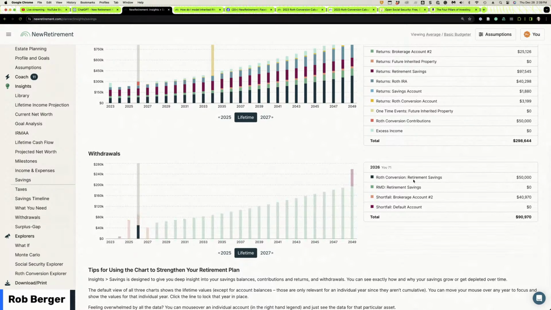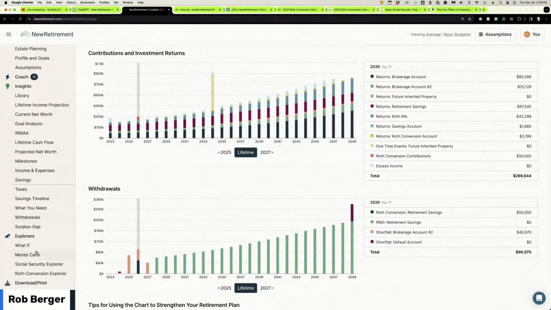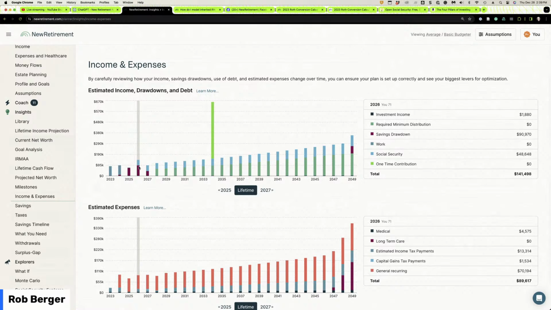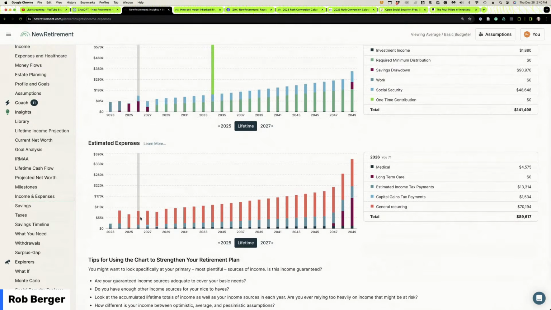And it's saying I've got a Roth conversion, retirement savings, and in terms of expenses, I'm pulling $40,970 from brokerage account number 2. Now, I have more expenses than that, but in this plan in 2026, I have income, right? I've got Social Security of $48,000, savings drawdown of $90,000, investment income of $1,880. So in any event, the taxes would come out of, given this plan, taxable accounts. You might actually see it in expenses.